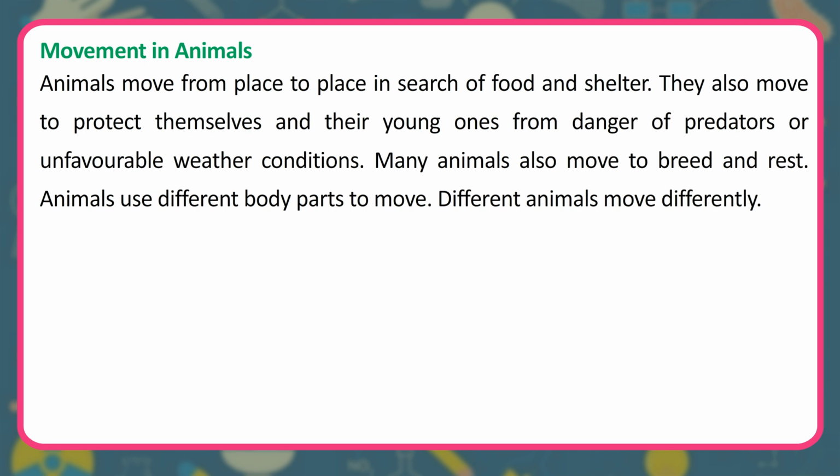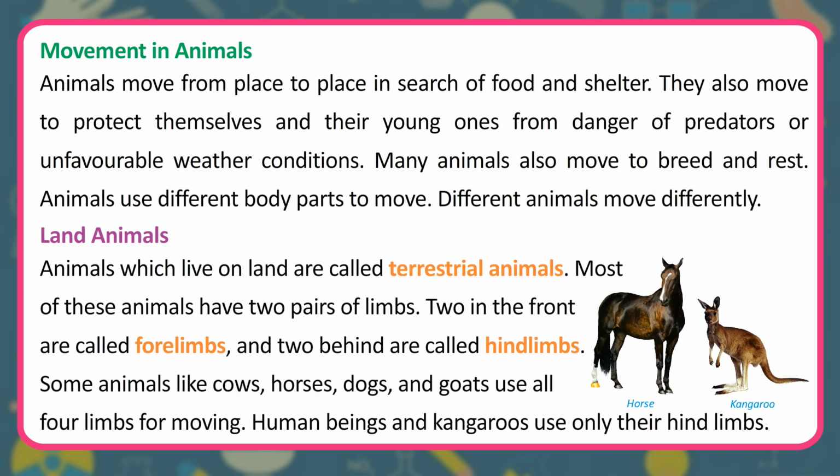Different animals move differently. Land animals. Animals which live on land are called terrestrial animals. Most of these animals have two pairs of limbs. Two in the front are called forelimbs, and two behind are called hindlimbs. Some animals like cows, horses, dogs, and goats use all four limbs for moving. Human beings and kangaroos use only their hind limbs.